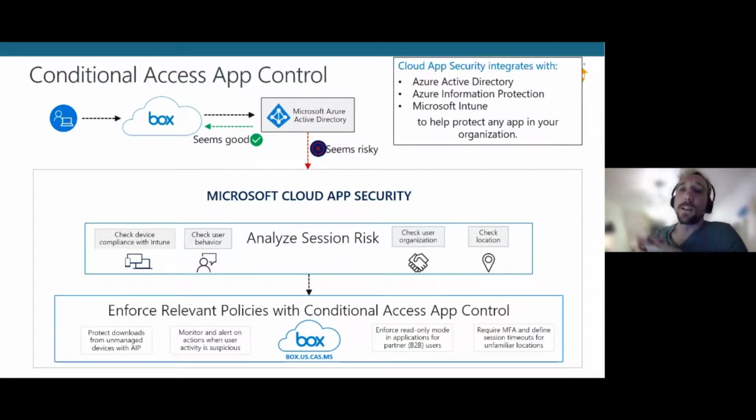So conditional access app control, if we look at the Box app, it will talk together. It seems good or it seems risky, and Microsoft Cloud App Security will be the broker of it. We will get a lot of data from there, and we can then apply policies with conditional access app control to either allow it or disallow it.